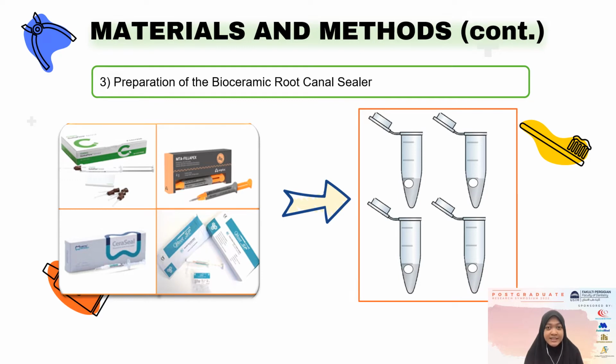The third method is the preparation of the samples and extraction solution. Firstly, the materials such as Gutaflow Bioseal, MTA Fillapex, Sealapex Bioceramic root canal sealer, and IRSP root canal sealer were mixed according to the manufacturer's recommendation. Then, the materials were immersed in Eppendorf tubes that contain E3 solution and incubated for 24 hours.